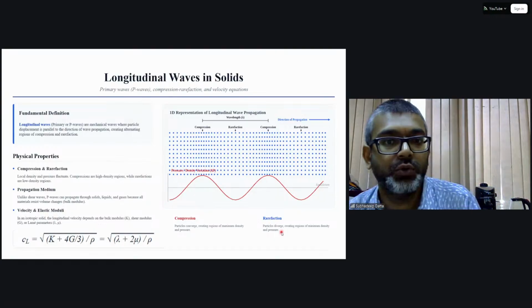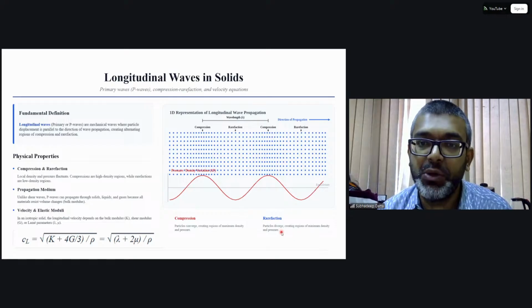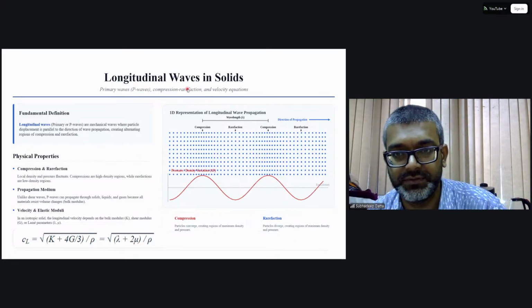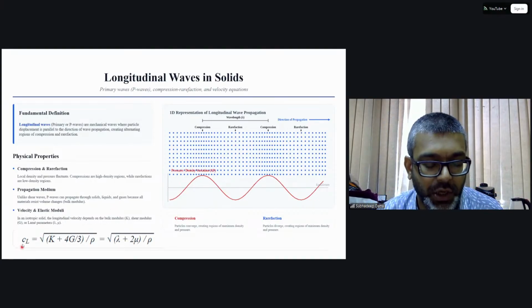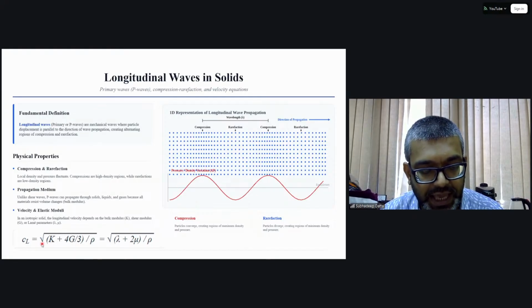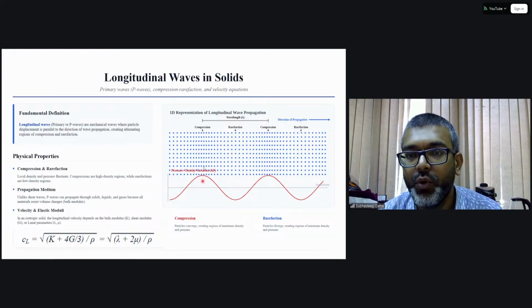So how does sound propagate? In the case of longitudinal waves in solids, which are P waves, compression and rarefaction happen. As you can see, the longitudinal velocity depends on the bulk modulus, shear modulus, and elastic constants. This is the expression of longitudinal velocity, and due to that, you will have compression or rarefaction.